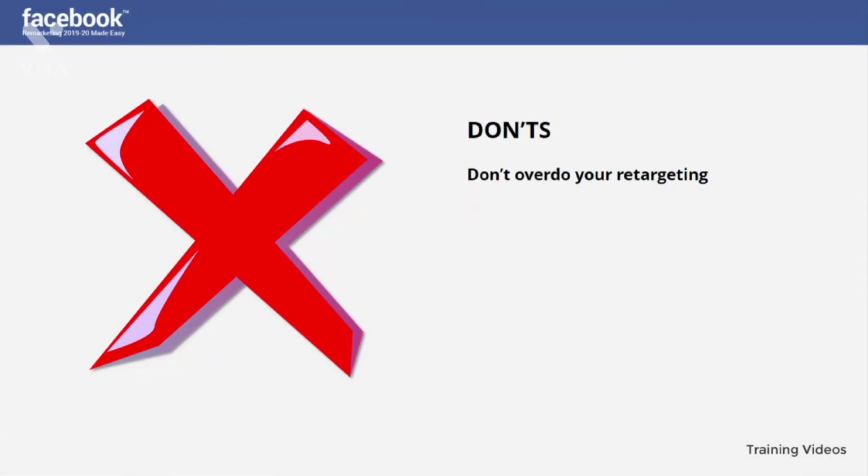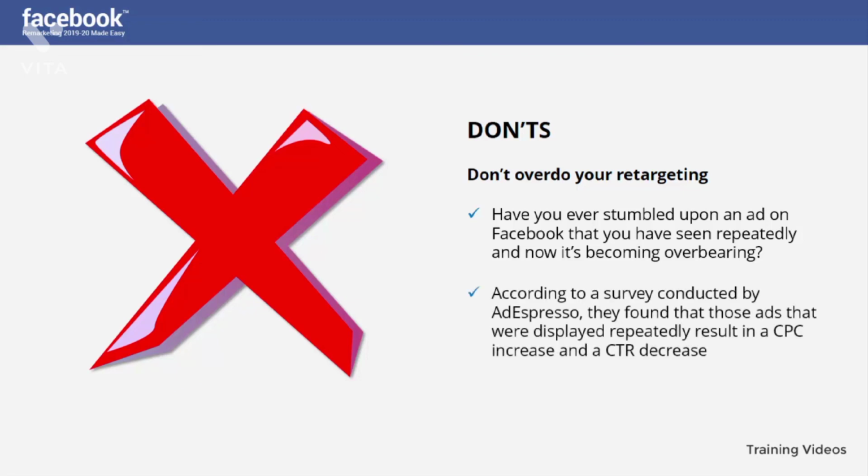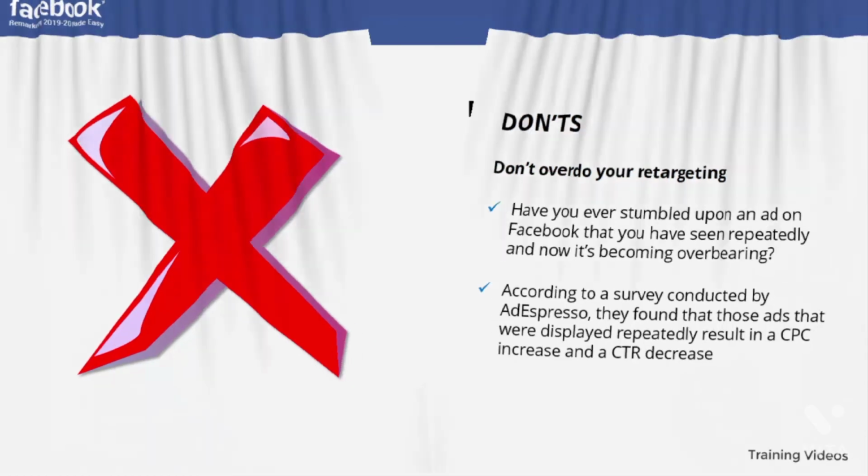Don't overdo your retargeting. Have you ever stumbled upon an ad on Facebook that you have seen repeatedly, and now it's becoming overbearing? I personally get irritated, and I'm sure your audience will feel the same. According to a survey conducted by AdEspresso, they found that ads that were displayed repeatedly result in a CPC increase and a CTR decrease. To help reduce the frequency of your ads, you can set up an automated rule in Facebook Manager to limit the number of times your advert is displayed to your audience over a period of time.